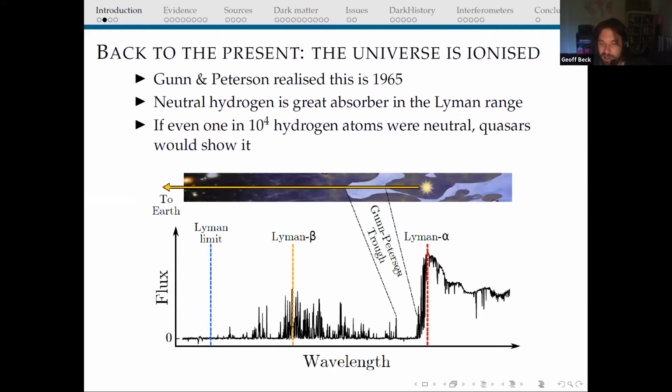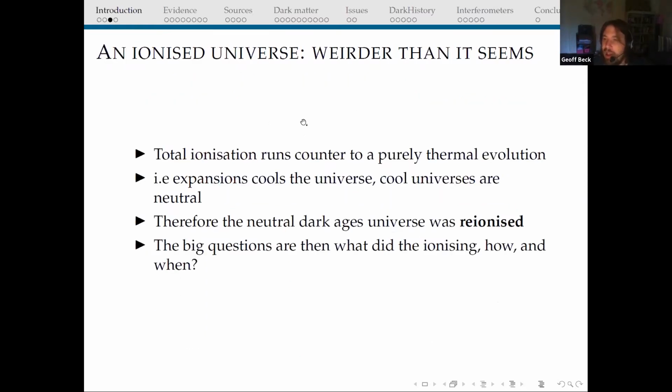We have a picture of what that would look like here, the so-called Gunn-Peterson trough, where we go from having emission in this Lyman band to having absolutely nothing in this trough, because it's all being absorbed by the neutral hydrogen cloud on the line of sight. The fact that they didn't see these troughs indicated that the universe had to be almost totally ionized. That runs contrary to a very simple Big Bang evolution, or a purely thermal evolution, where expansion cools the universe, and of course cool universes are neutral. So it meant that the neutral dark ages universe had to have been re-ionized.